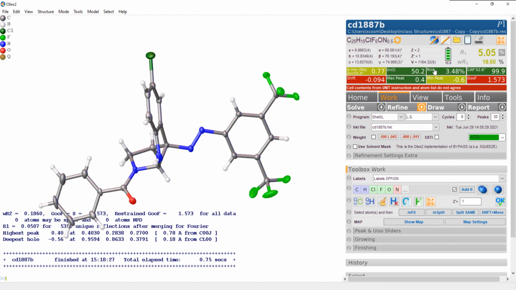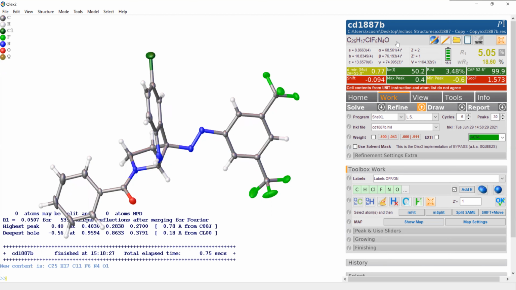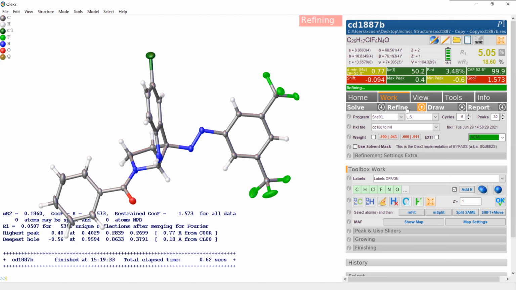And as you've noticed, as we kept improving the model, our R factor, which was at about 26, 28%, as we made these changes to the structure, is now down to 18.6%. So we made good improvements to the structure. Click refine to get this to converge.